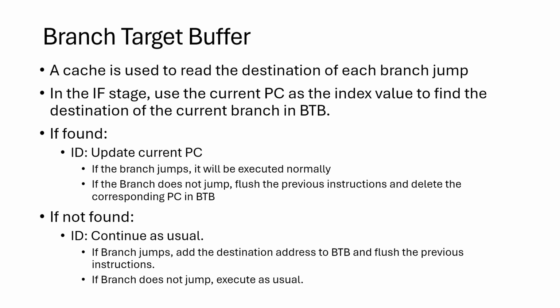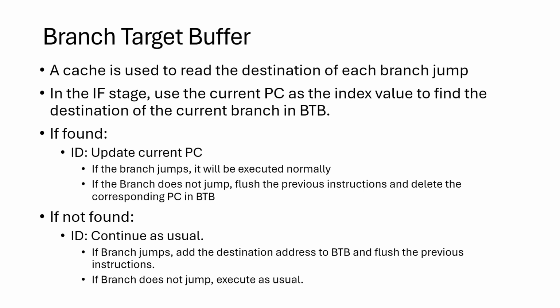In the IF stage, we use the current PC as the index to find the destination of the current branch in the BTB. If it is found, it means the instruction is a branch, and it will predict that it will jump. So if the branch jumps, it will be executed normally. But if the branch does not jump, then we flush the previous instructions and delete the corresponding PC in the BTB.